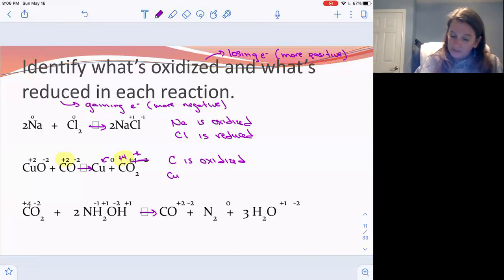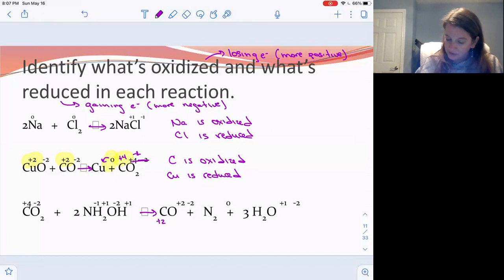The copper then is reduced because the copper went from a +2 on the reactant side to a 0 on the product side. Now notice the oxygen did not change oxidation numbers, so we did not list the oxygen as being either oxidized or reduced.